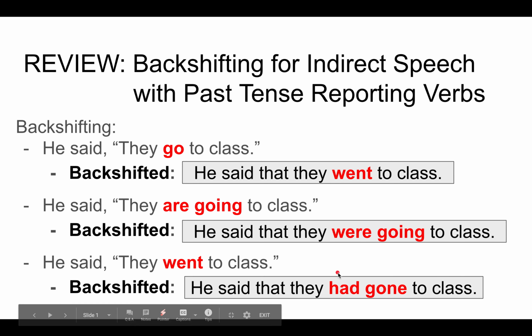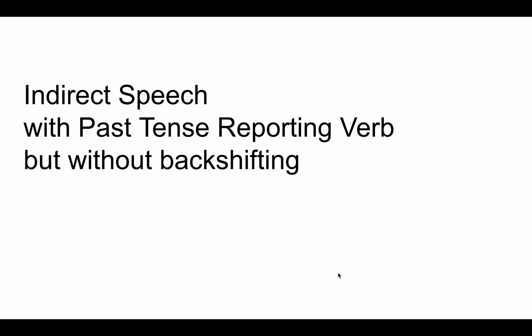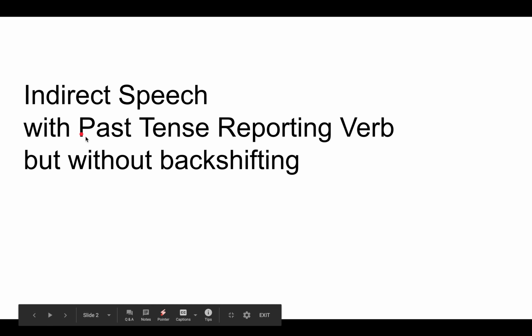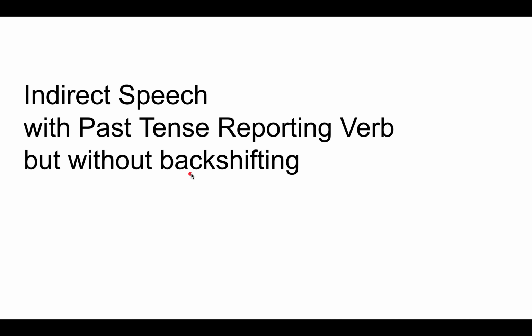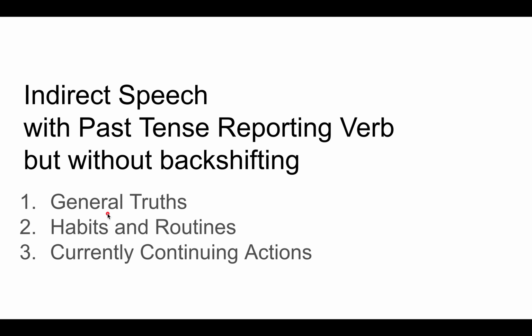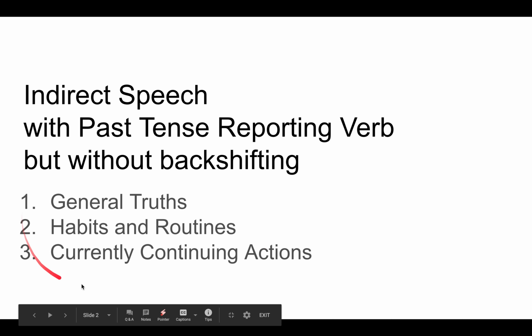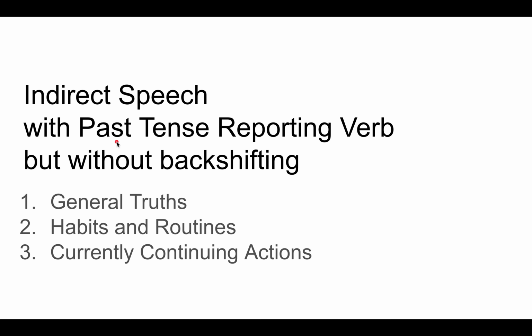The reason I'm presenting and reviewing this is because there are situations where indirect speech with a past tense reporting verb will not have backshifting. So that's what I'm going to talk about today. The three situations are these: general truths, habits and routines, and currently continuing actions. So these three situations have no backshifting, even if the reporting verb is in the past tense.